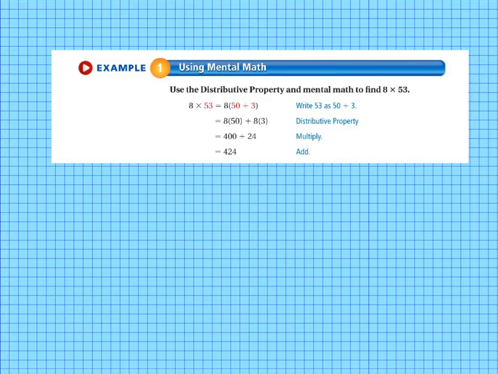So when you have a problem like 8 times 53, many of you in your heads say, well, I'm going to multiply 8 times 50 and 8 times 3, and then I'm going to add those together. I know that 8 times 50 is 400, and 8 times 3 is 24. And then when I add those together, I get 424. So you already know how to do this. You just now have a name for what you're doing, which is called the distributive property.